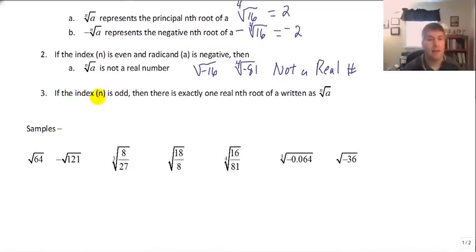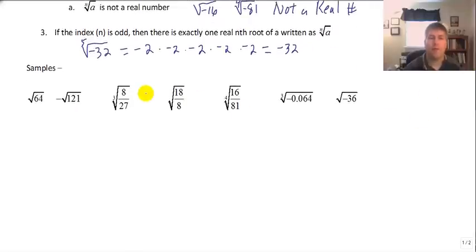Now, if the index n is odd, there is exactly one nth root from that. So if we have an odd index, like the fifth root of negative 32, well, that we can do, because a negative 2 times a negative 2 times a negative 2 times a negative 2 times a negative 2, we have an odd number of negatives, don't we? We have an odd index, so an odd number of negatives will give us a negative solution and simplify to a negative number. Whereas an even number of negatives will always give us a positive. So that's why we can't take an even root of a negative number, but we can take an odd root of a negative number. So we have an odd number of negatives that we're trying to multiply.